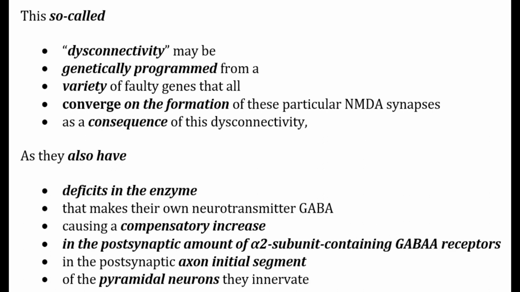This so-called disconnectivity may be genetically programmed from a variety of faulty genes that all converge on the formation of these particular NMDA synapses. As a consequence of this disconnectivity, they also have deficits in the enzyme that makes their own neurotransmitter GABA, causing a compensatory increase in the postsynaptic amount of alpha-2 subunit containing GABA receptors of the postsynaptic axon initial segment of the pyramidal neurons they innervate.